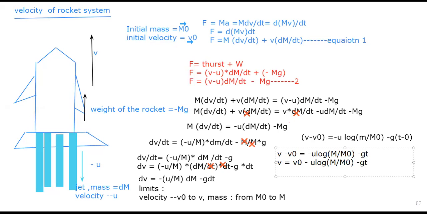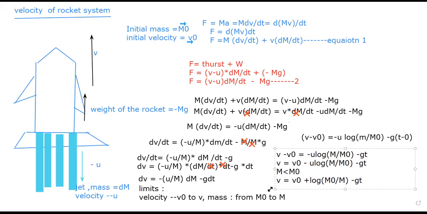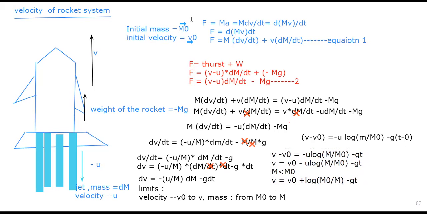Here m naught is the initial mass, m is the mass at the time t. As the rocket is a variable mass system and the mass is reduced, m is less than m naught. So we have to take it to the numerator, then that will be v equals to v naught plus u log, m naught by m, minus gt. So this is the required equation for velocity of the rocket system. From this equation we can substitute the given values and then we can find out the velocity of the system.